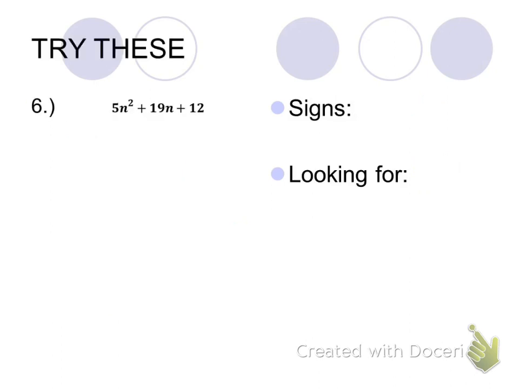On number 6, what are my signs? Both positive. The plus sign back here tells me they've got to be the same. The middle sign says make them both positive. What am I looking for? On 19. Did anybody get their bubbles on 6? Danielle? 1 and 5, 4 and 3.